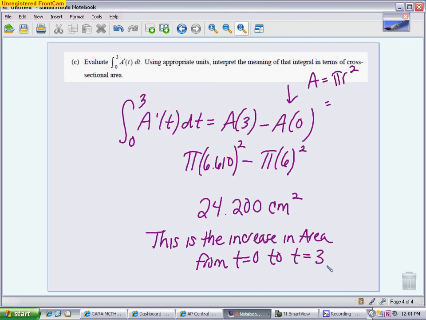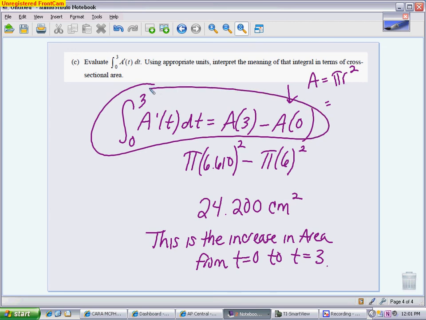And to get the 3 points, 1 point came from the very first statement that I wrote down before you really plugged any numbers in. 1 point came from this value. Even if you didn't have units, if you had the 24.200 or the 24.201, you got that point. And then the final point came from having the centimeters squared, understanding what the unit would be, and explaining what that means.